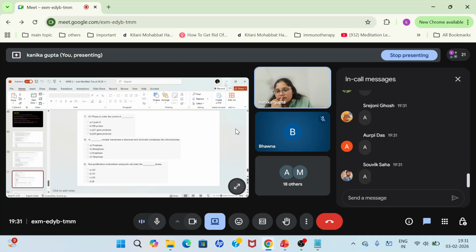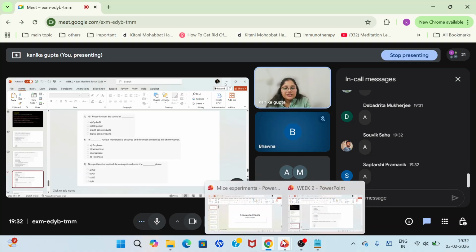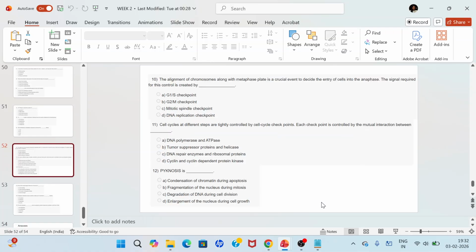Okay. Next question. Non-proliferative multicellular eukaryotic cells enter the dash phase. Yes, it is G0 phase. Question number 10. The alignment of chromosomes along the metaphase plate is a crucial event to decide the entry of cells into the anaphase. The signal required for this control is created by what?